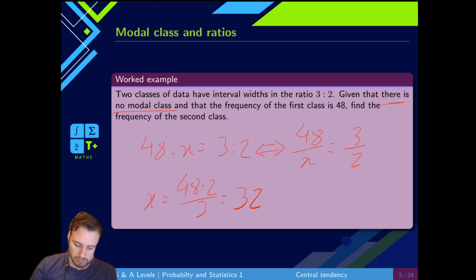Here, if we were to calculate 48 divided by 3, we would get the same as 32 divided by 2. So this is why we have no modal class in this exercise. In case you're not familiar with notation on ratios, practice it because it may appear in this kind of exercises. And the keywords to remember: no modal class means equal frequency density. So from there you can work on it.